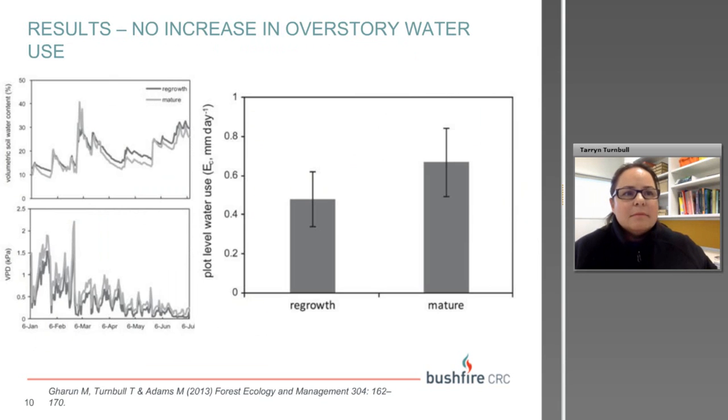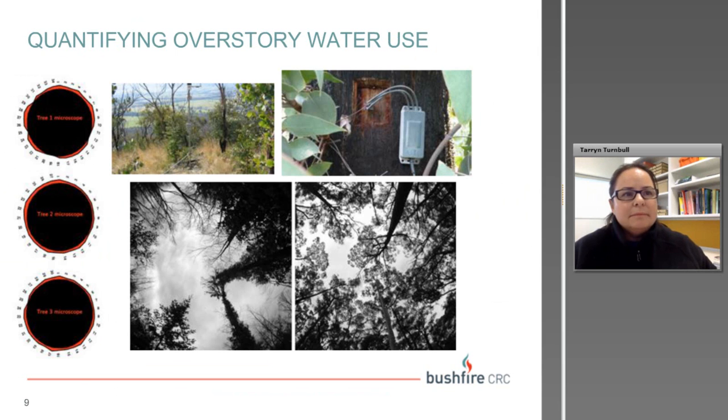The second part of our project was to compare those findings to what we see in a mature, unburnt mixed species forest. So to answer this question, we set up a second experiment to quantify tree water use in mixed species forests that were also burnt during the Black Saturday fires, and we compared those burnt forests against their adjacent mature forest that was unburnt.